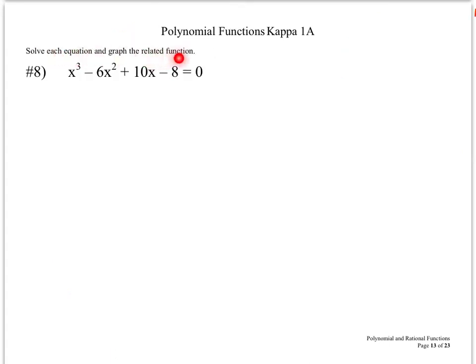Solve each equation and graph the related function. Two things to do. Solve the equation. By solving this, we're finding the x-intercepts. Graph the related function. Here's why this problem is in your homework. Here's a problem that with your current skill set, you can't solve.